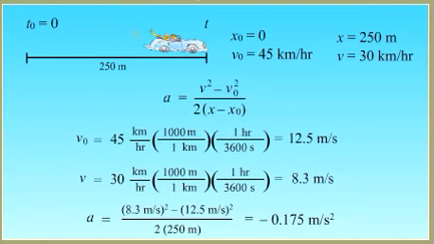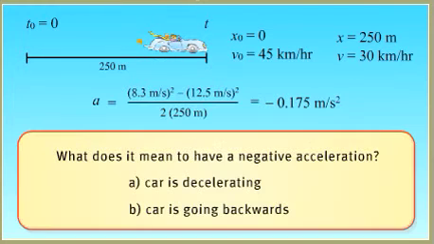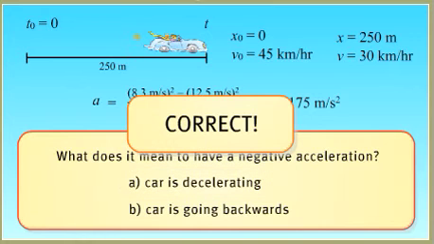The answer is a negative number. What is the significance of the negative sign? Correct. Since acceleration is a vector, it points in the direction opposite the motion and thus is slowing down.